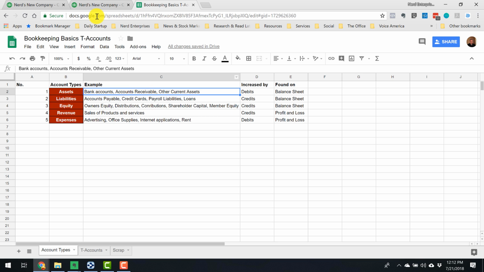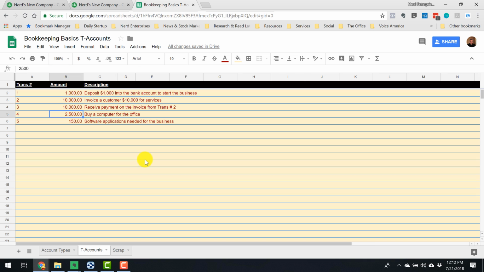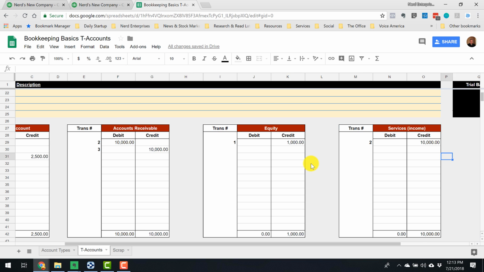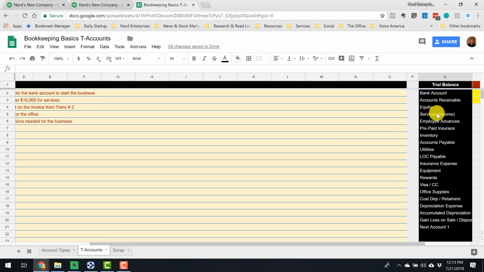So let's take a look at what this looks like in our T accounts. So we're buying a computer for the office. We're going to pay for it right out of the bank account. This is transaction number 4. $2,500 being spent now comes out of the bank account. Okay, and then the other side of that is going to be a fixed asset for computer equipment. So let me just see where we might have that.